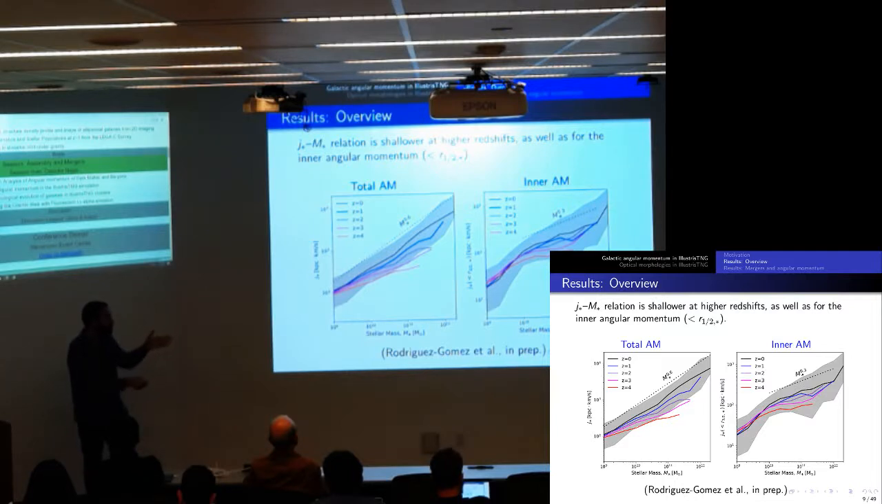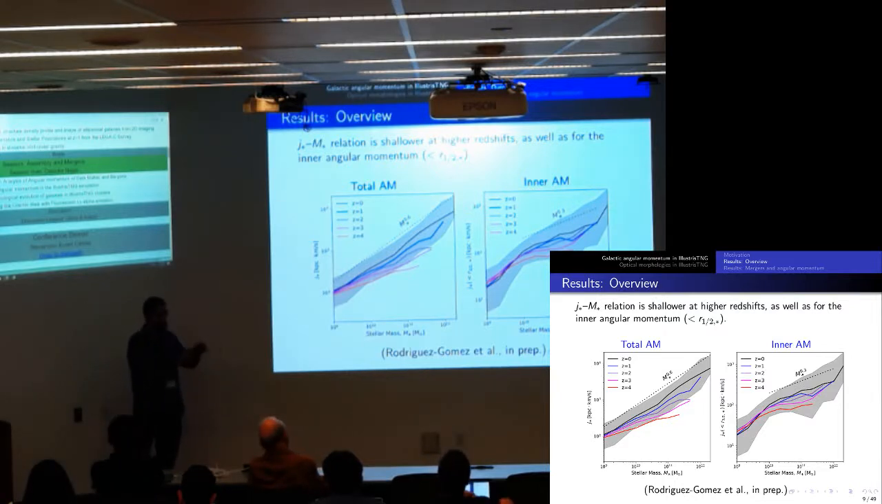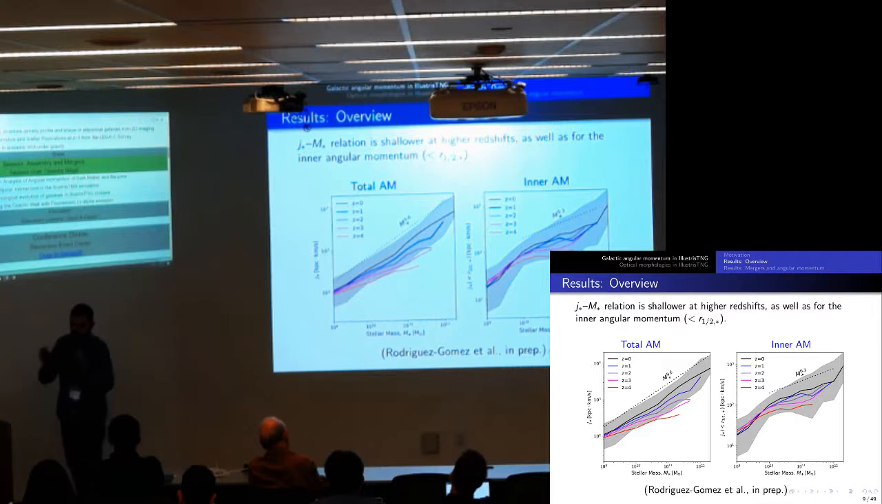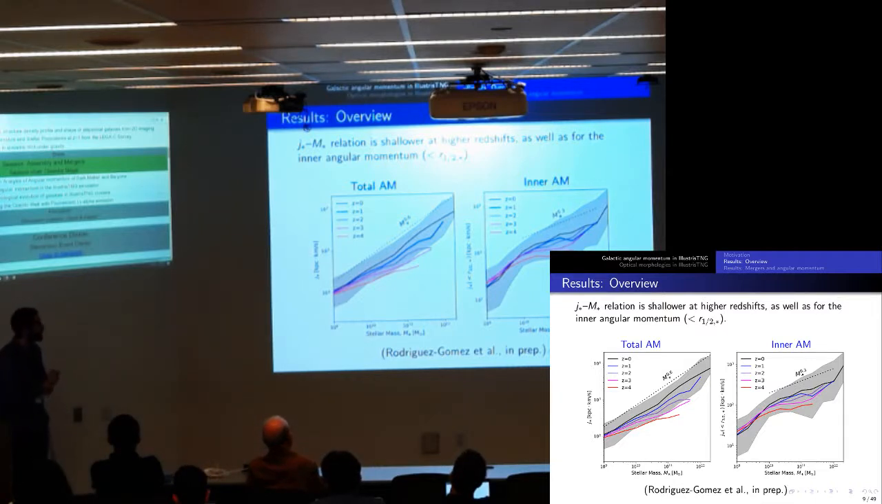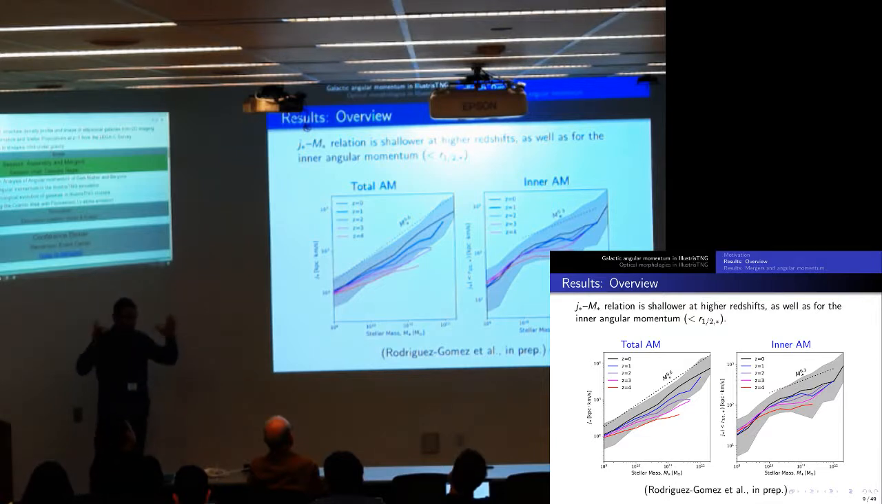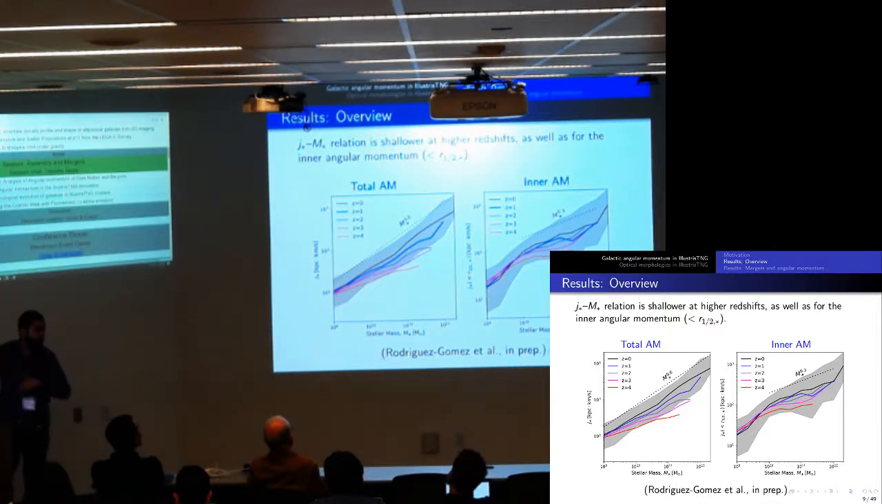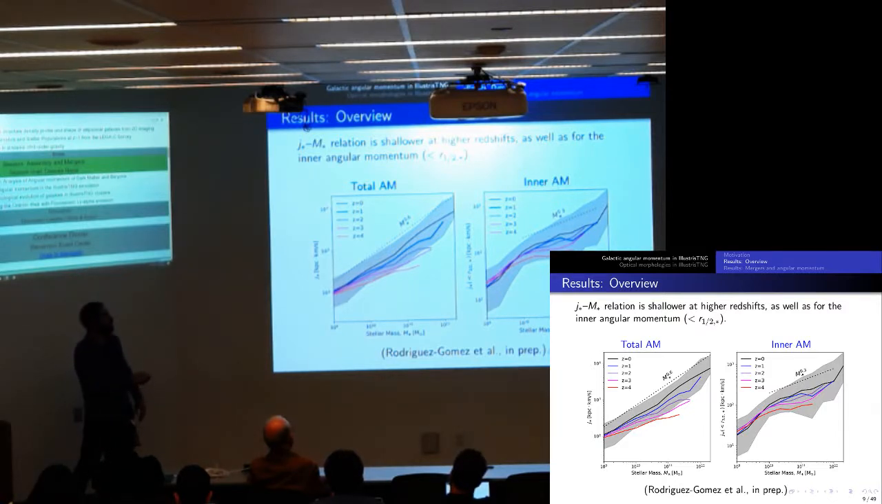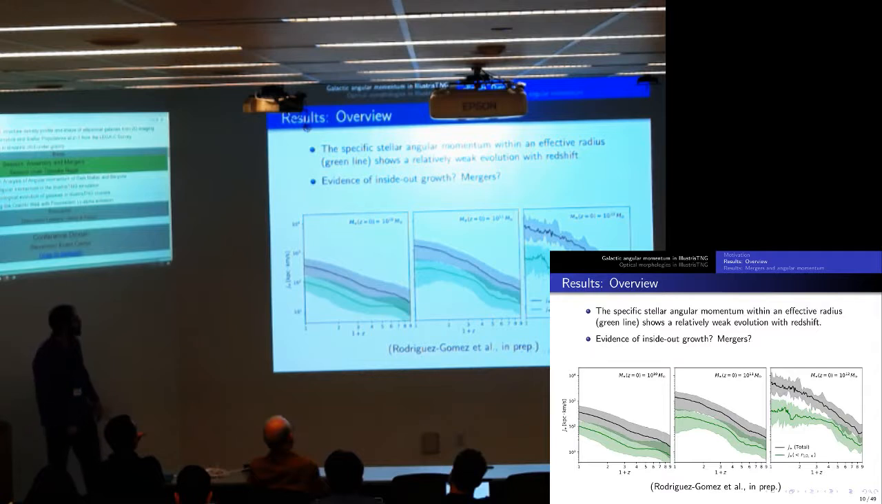I'm showing this because it is important: this is roughly what observers can measure with very large IFU programs, without doing some kind of fancy extrapolation, taking morphology into account, etc. You can also notice that at the high mass end, the total angular momentum shows stronger redshift evolution than the inner angular momentum. This is shown more clearly here.